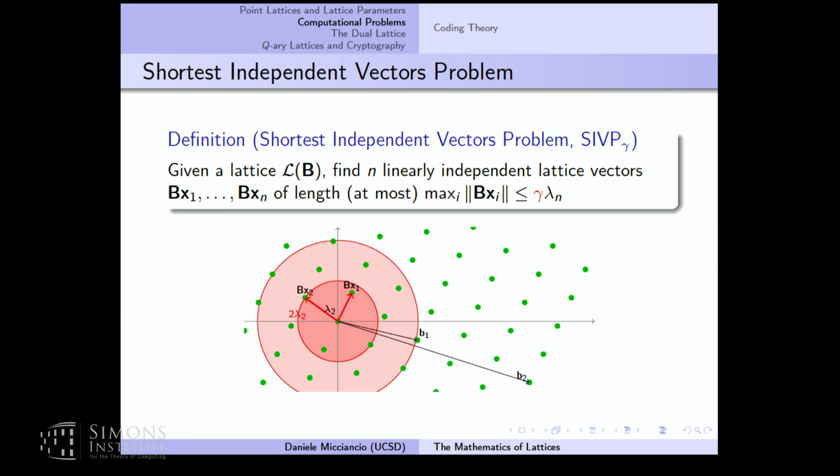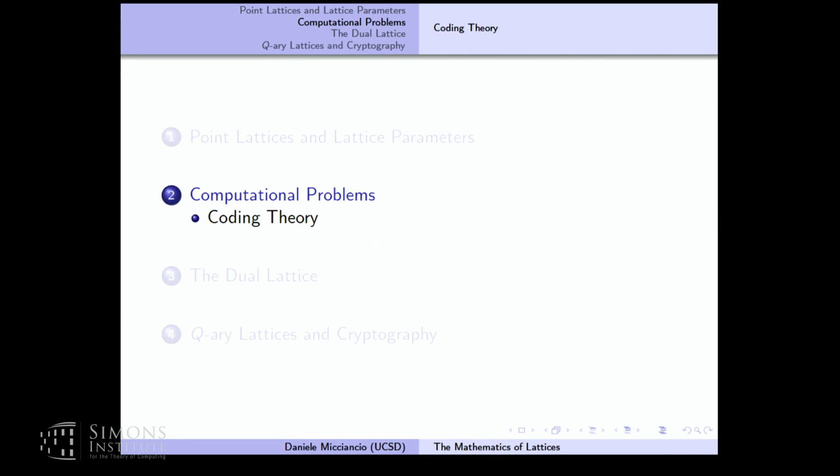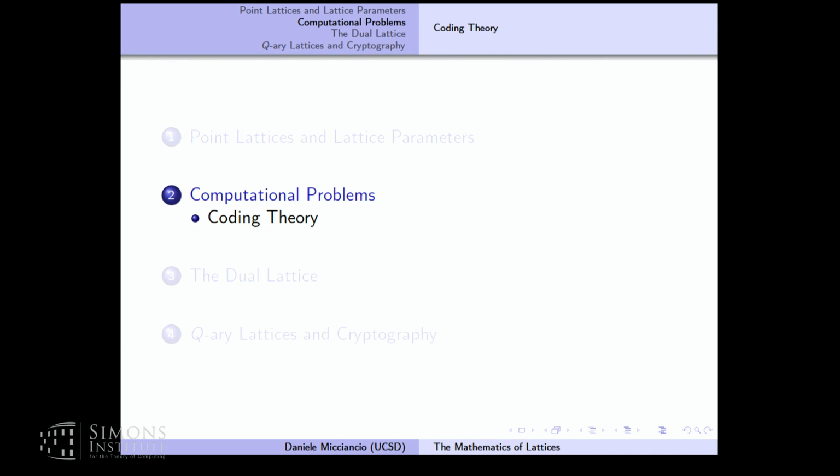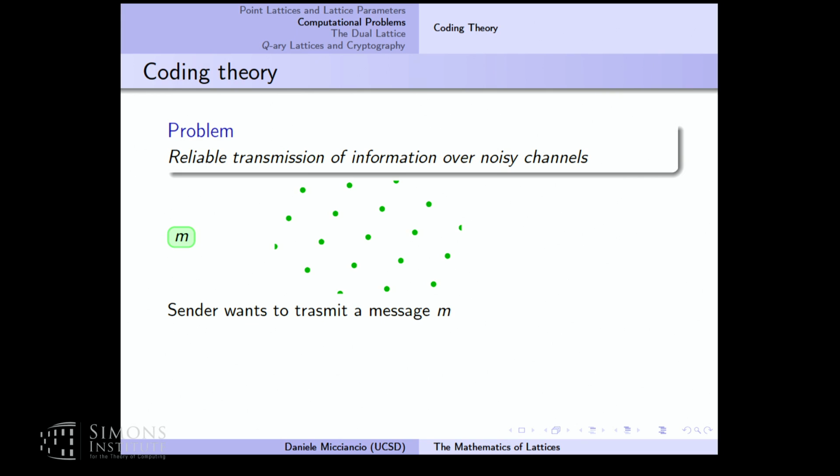And as usual, you can consider the approximate version of the problem. Okay, so far so good. These are the basic definitions of lattices and the quantities associated to them, and I think there is something wrong with where this slide shows up. So let's just move on.